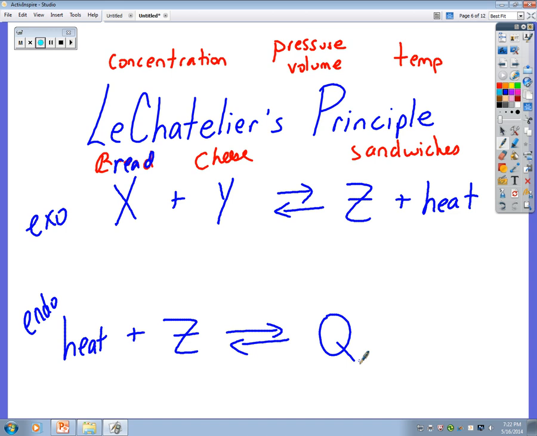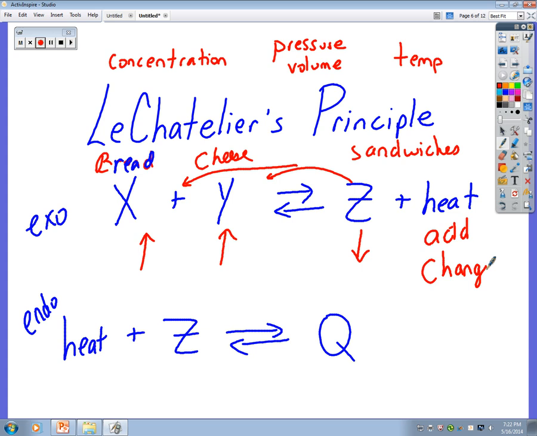Okay, so let's do this. I'm only going to do it for one of them. I'm going to add heat. What happens when I add heat? Well, this side can break down better. Z can form Y and X. So Y is going to go up, and X is going to go up, and Z is going to go down. Now, that's going to happen permanently, and that changes the value of K. Okay, nothing changes the value of K except for temperature. And the shift goes in this direction.